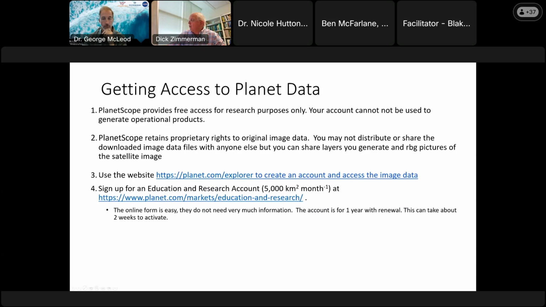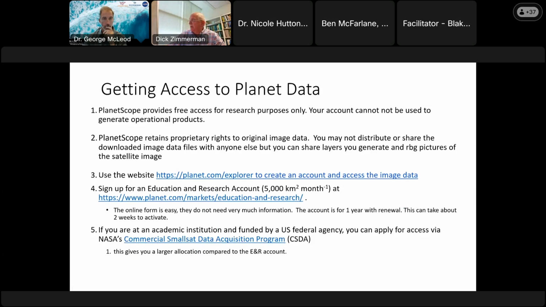The online form is easy. They don't need very much information. The account is good for at least a year with a renewal, and it takes about 2 weeks to activate it. If you're at an academic institution and funded by a federal agency, you can apply for access via NASA's Commercial Small Satellite Data Acquisition Program, CSDA.